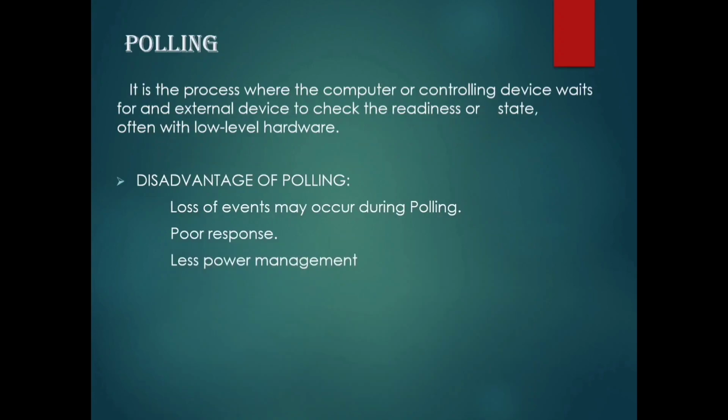Polling. It is the process where the computer or controlling device waits for an external device to check its readiness or state, often with low-level hardware. There are some disadvantages of polling. Loss of events may occur during polling, along with poor response and less power management.